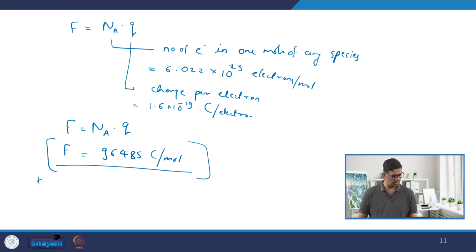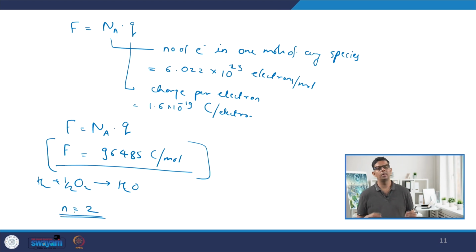So it is very important, and we also need to understand the number of electrons involved in any reaction. Let me take H2 plus half O2 giving H2O. The number of moles of electrons involved in this reaction is 2. Likewise, we need to find the number of moles of electrons involved in any reaction, and that ultimately leads to calculation of the reversible cell potential or the Gibbs free energy if one term is known.